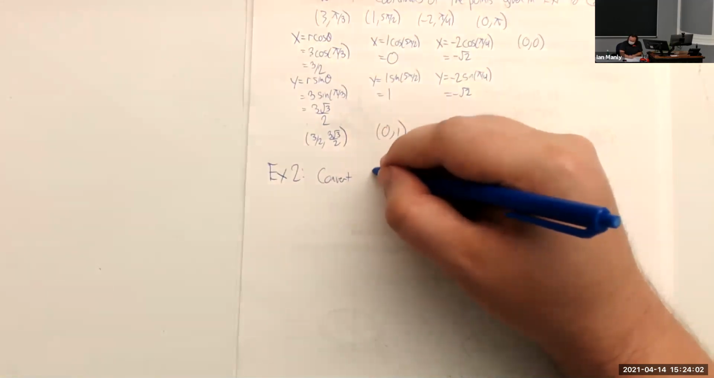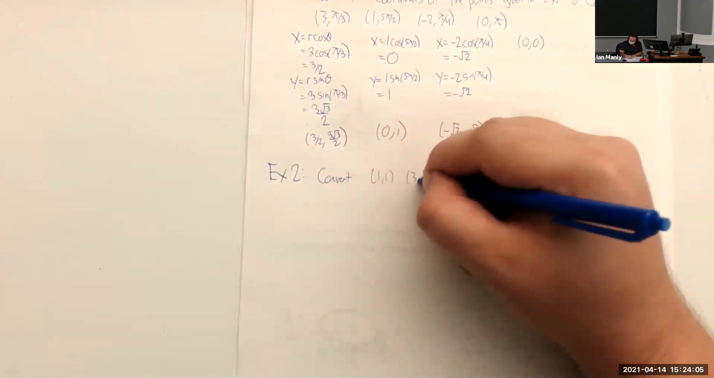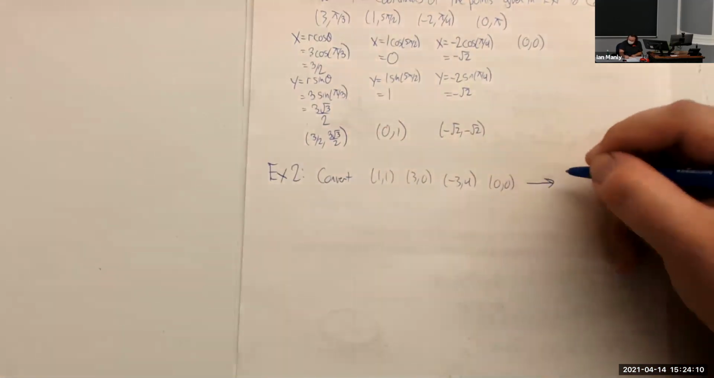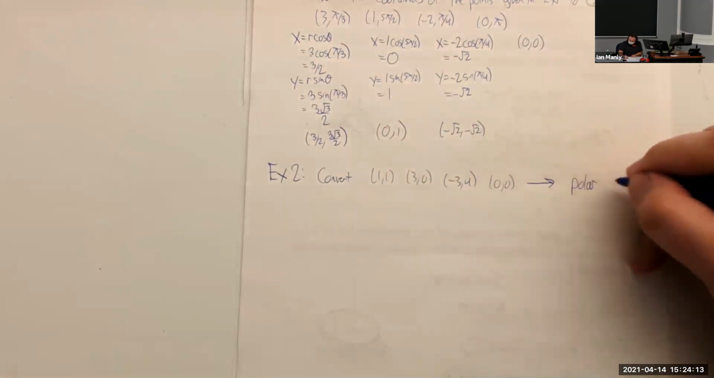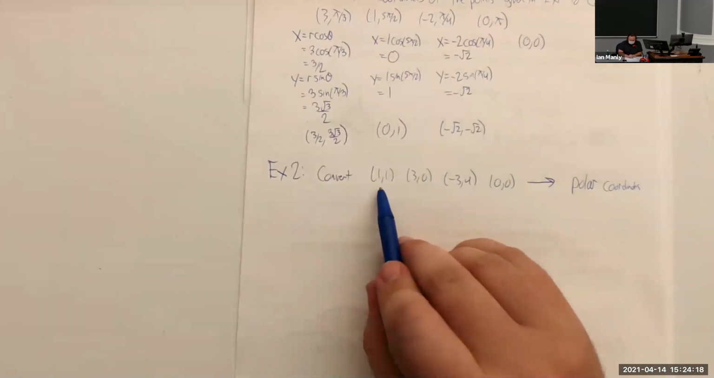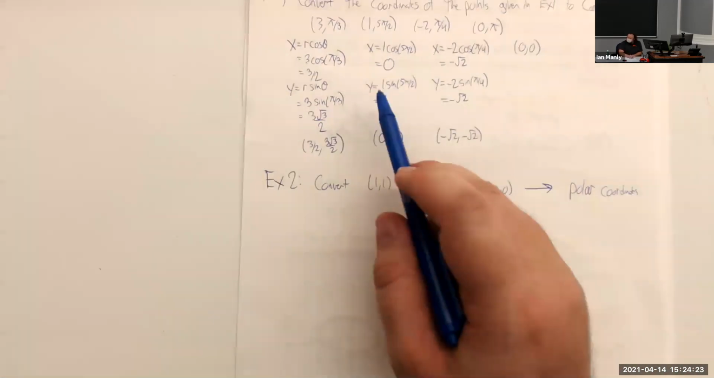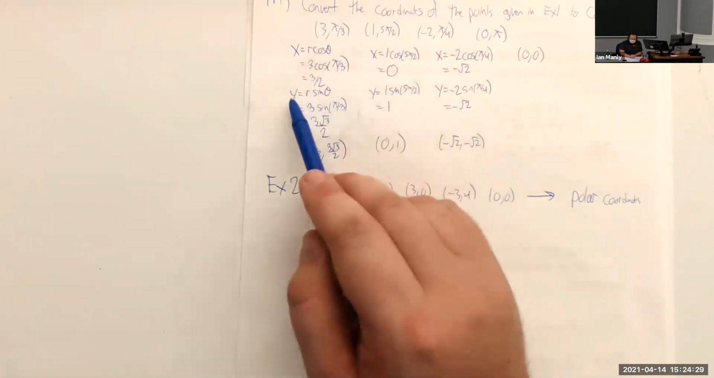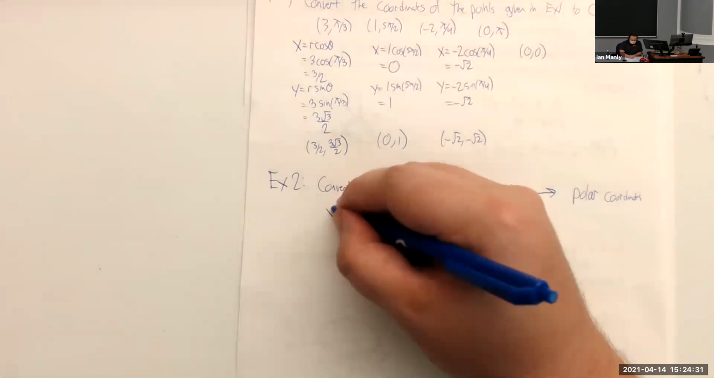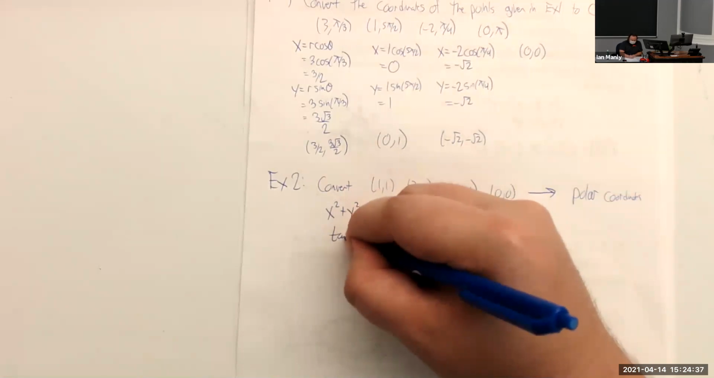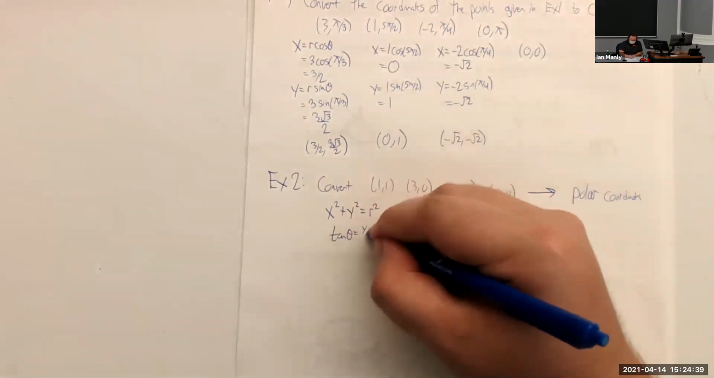Convert (1, 1), (3, 0), (-3, 4), and (0, 0) to polar coordinates. Okay, so we'll do this and then we'll convert some functions. All right, so we have x is 1 and y is 1. For the previous problem, we used x equals r cosine theta, y equals r sine theta. Now for doing it this way, we're going to use x squared plus y squared is r squared, and tangent of theta is y over x.